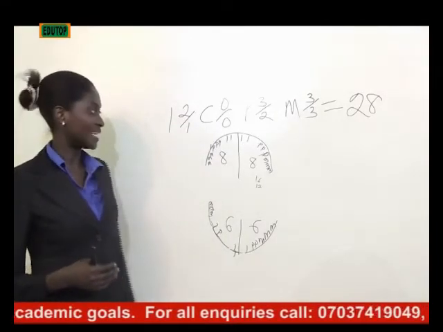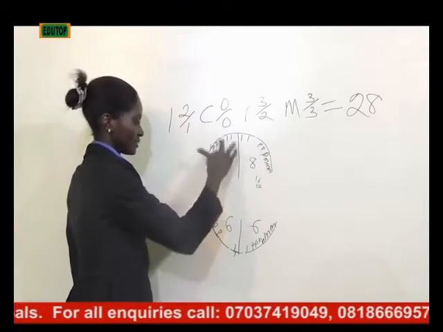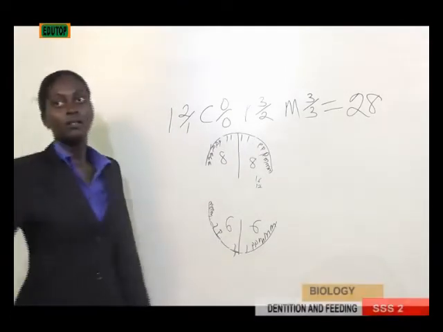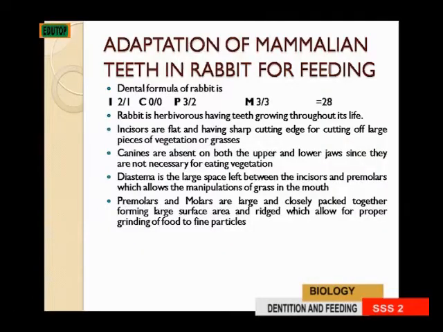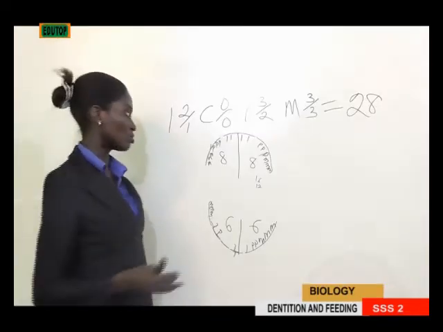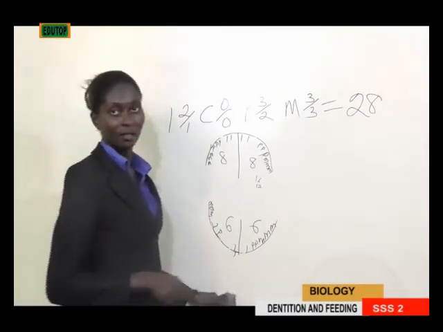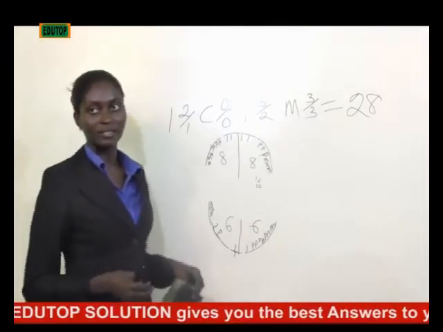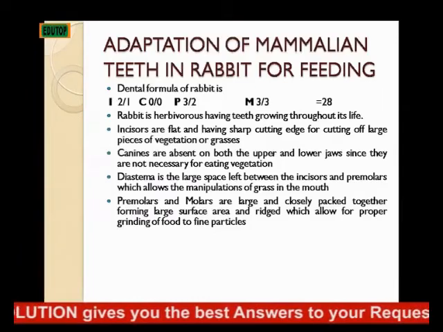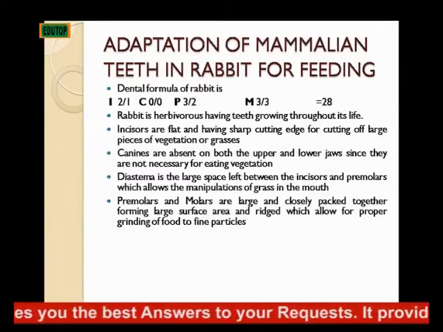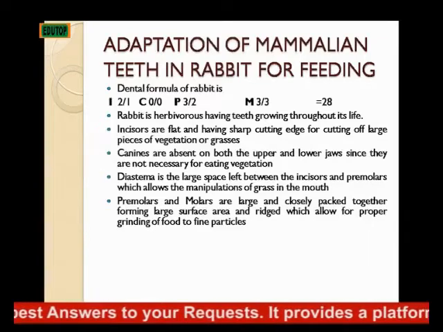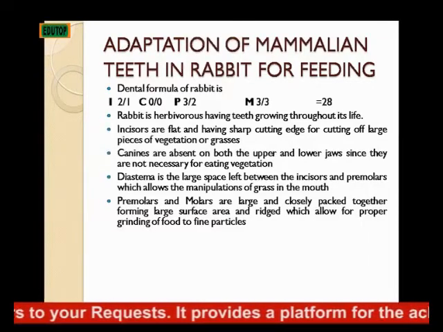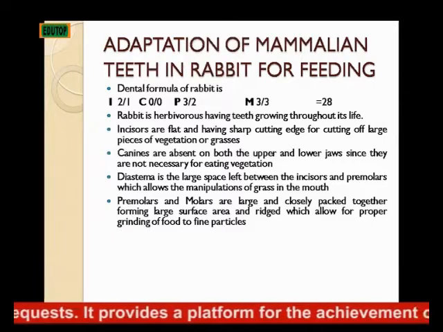There is a place called diastema. This space, the last space between the incisors and the premolars, allows for the manipulation of grass in the mouth of the rabbit. So the space that canine is supposed to occupy, we call it diastema. Then the premolars and molars are large and closely packed together, which forms a large surface area and is ridged to allow for proper grinding of food to fine particles.